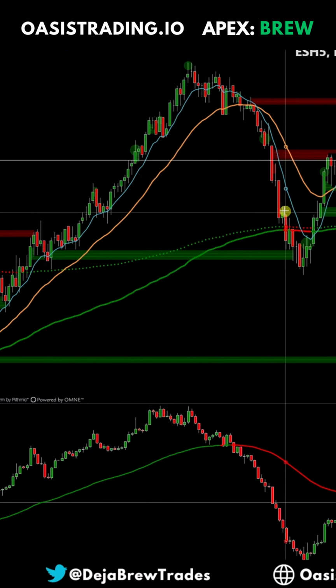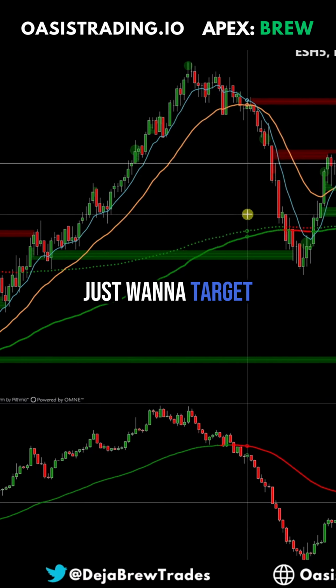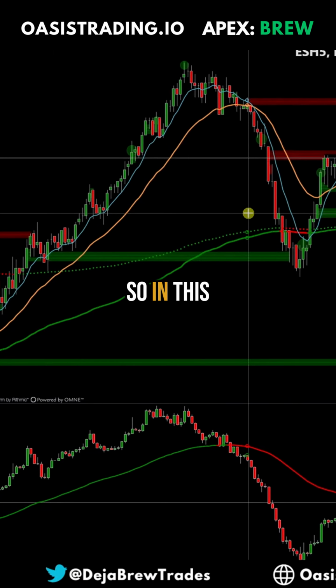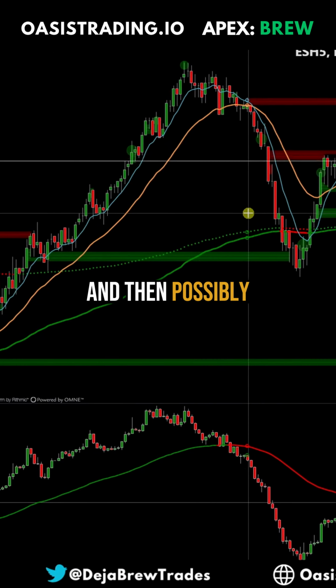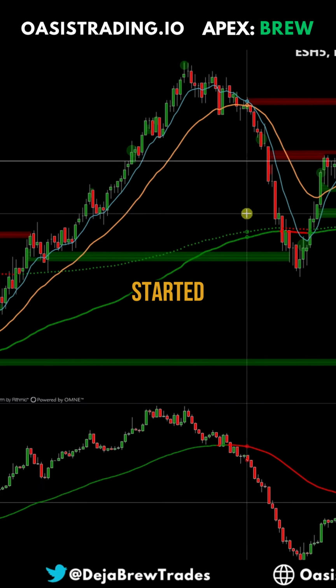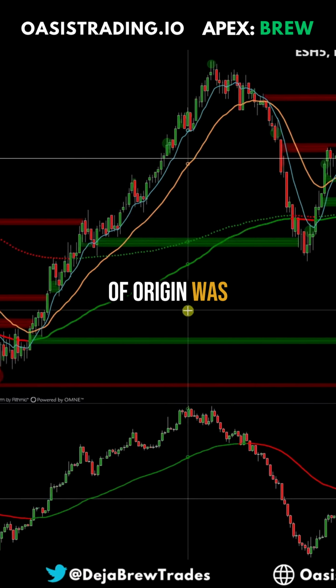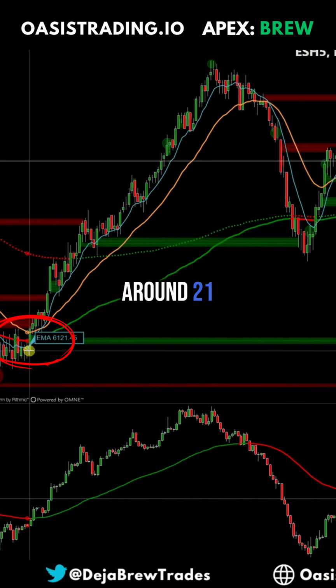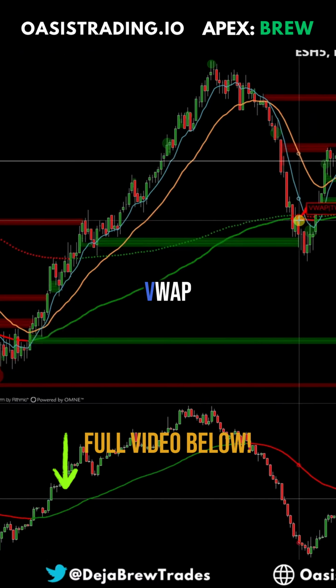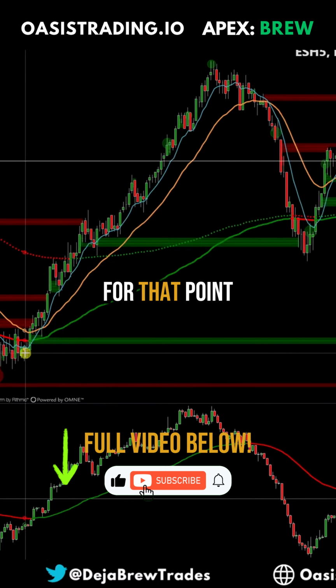Okay. And then you just want to target lower support. So in this case, VWAP, lower value levels, and then possibly where that trend started, where that point of origin was. So in this case, the point of origin would be way down here around 21. We've already hit VWAP. We're still looking for that point of origin.